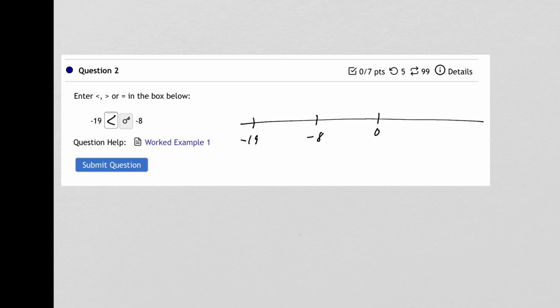Okay, great. So what we'll do next in the next few sections in this module is we'll start operating. We'll start doing things with signed numbers, like adding them, subtracting them, multiplying, dividing them, and so on.